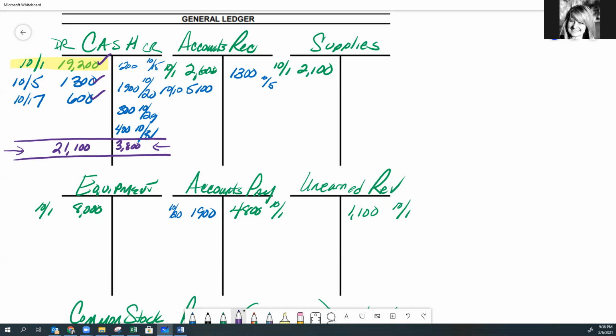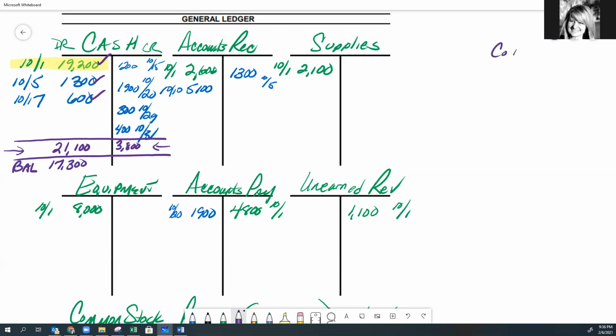Okay. So we have 21,100 debits and we have 3,800 in credit. So I'll subtract that. And so the balance of my cash account is 17,300. That is my balance. Okay, so that's going to go on my trial balance. So let's go ahead and start our trial balance here.